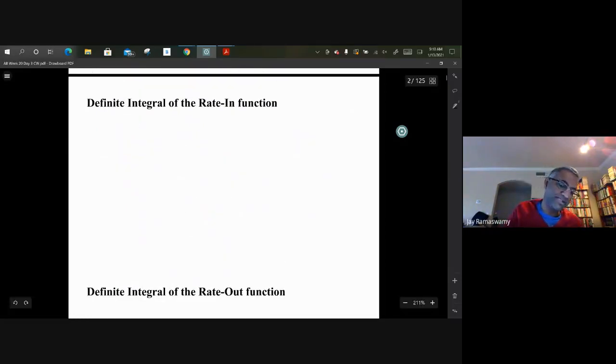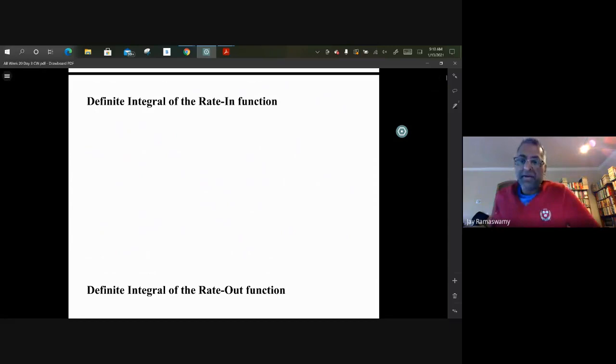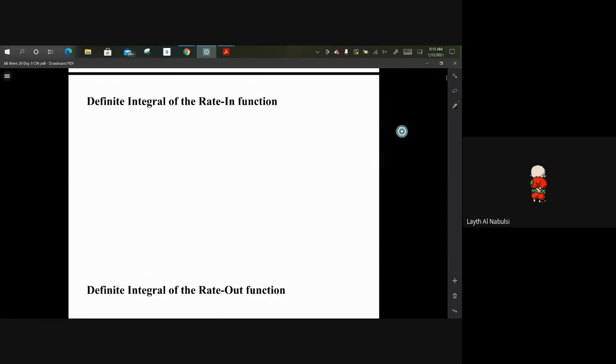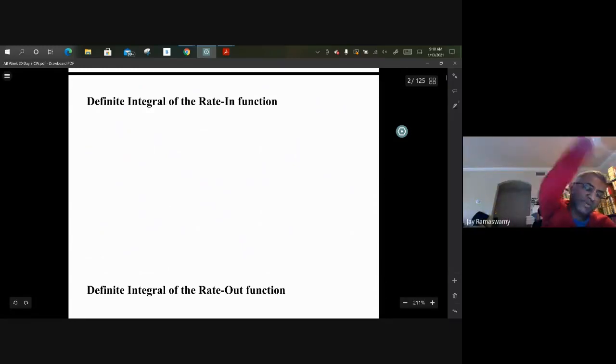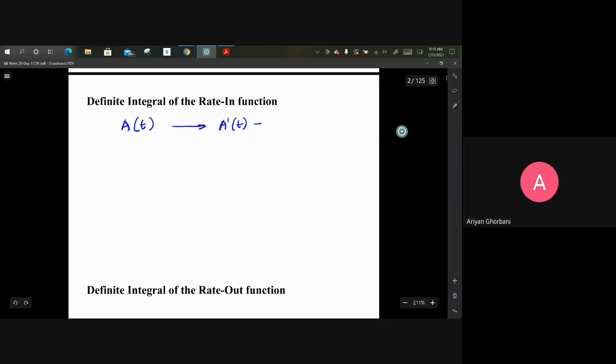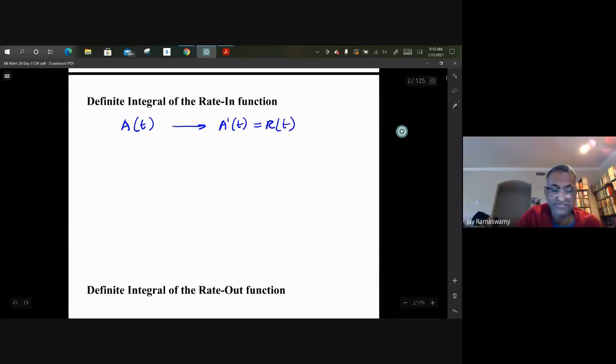Right on page 2, please. This is page 2. It says definite integral of a rate function. You may write down the topic. I want to show you a concept. If I have A of t and I take its derivative, A prime of t, will I get r of t, basically? Yes. Is that the rate function?